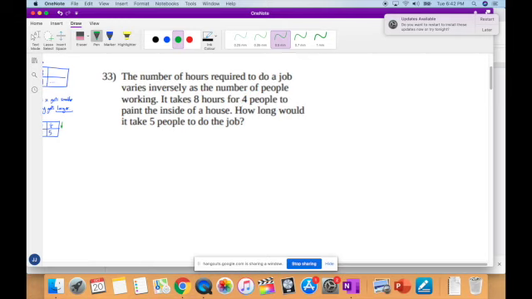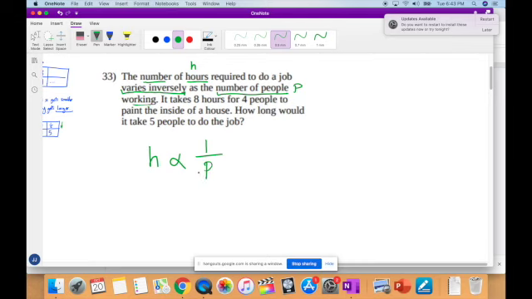Alright, so let's read the question. First of all, remember how I just read a question. You don't read the whole question, you read it in pieces. So the number of hours, let's call that H, required to do a job varies inversely. Alright, so I know what that means. H will vary inversely as the number of people working. So let's call that P.